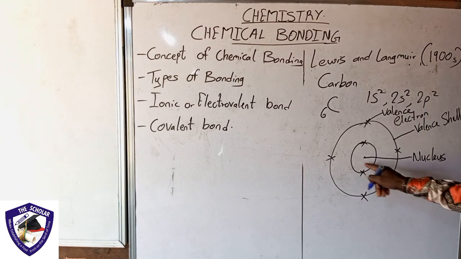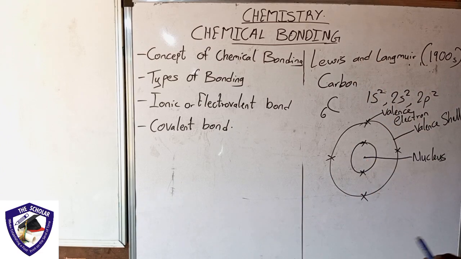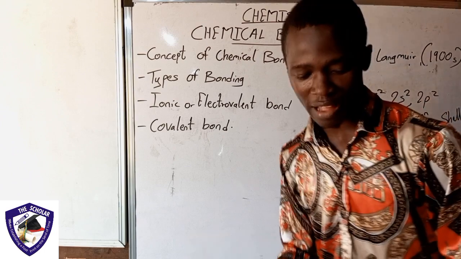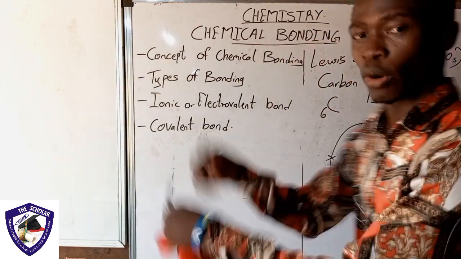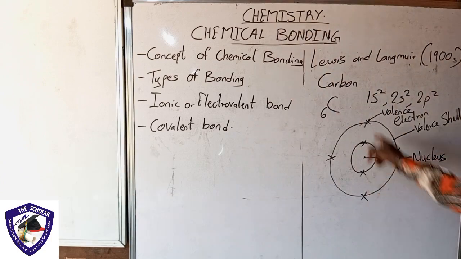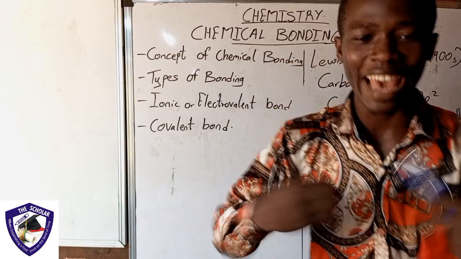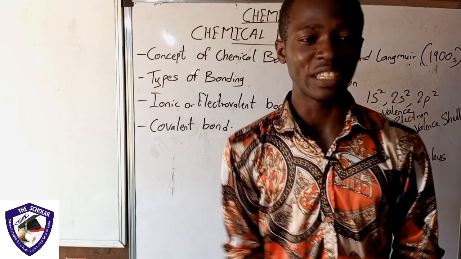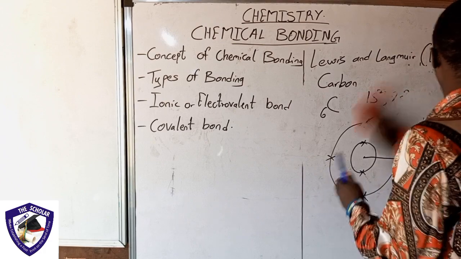They are the farthest away from the nucleus, so they experience the least attraction from the nucleus. So with this, they have higher potential of combining or forming a bond with another element. So in chemical bonding, the valence electrons play a very fundamental role. So we'll be moving to the types of bonding.